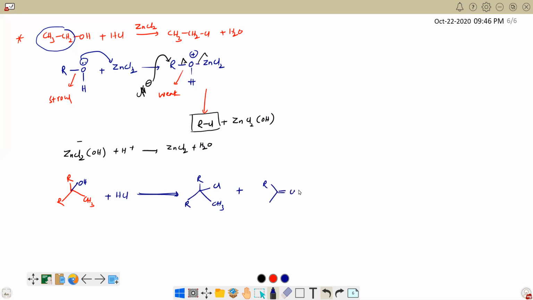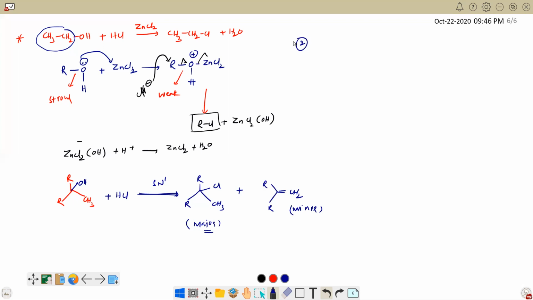You'll get like this, CH2 is R. Minor, because SN1 mechanism, SN1 and E1 always compete. Yes, sir. Major. Done. Next, second type of reaction.